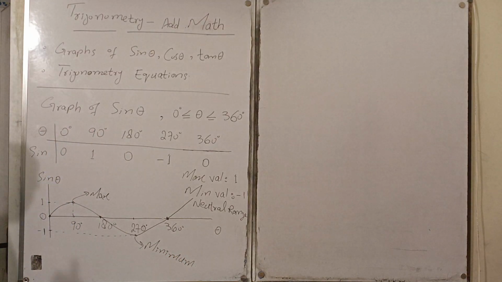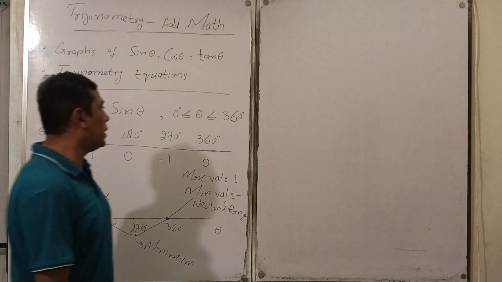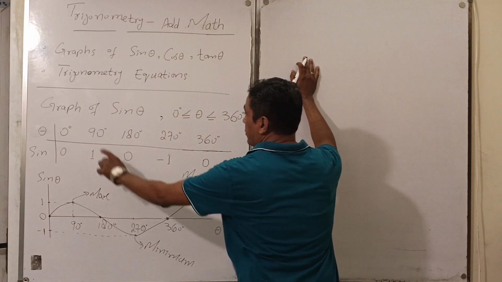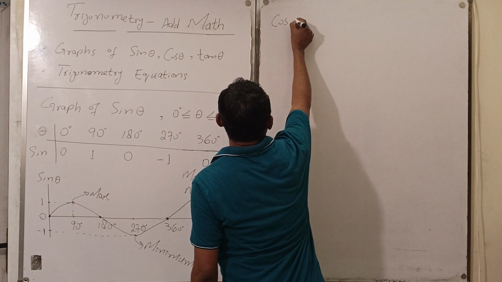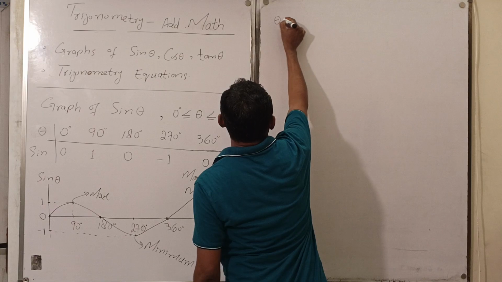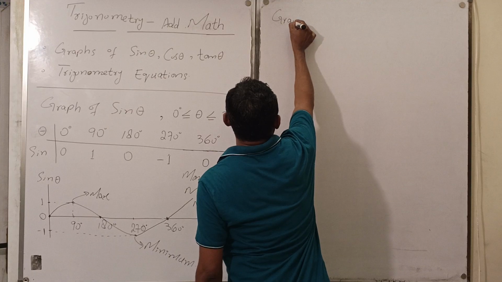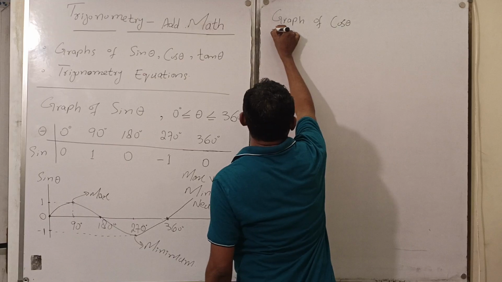Clear? Okay. Keep in your mind, if you have, for example, cos theta instead of sin theta, again the graph of cos theta.